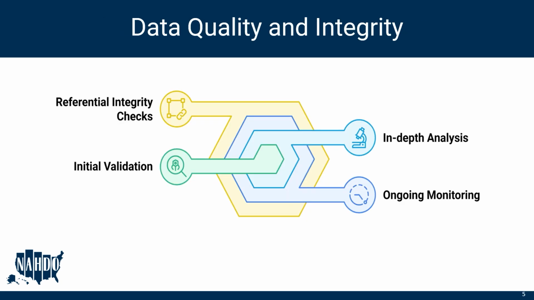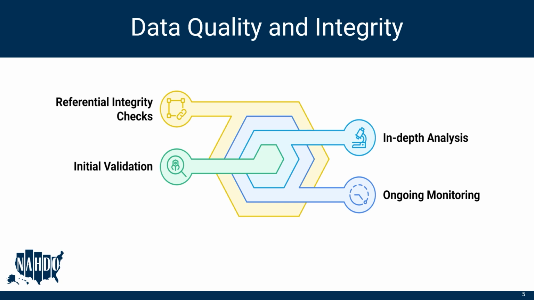State hospital data programs employ a multi-layered approach to data quality and integrity checks. These checks are performed at various stages of the data processing pipeline. Initial validation is performed upon data submission to identify basic errors and inconsistencies. In-depth analysis includes more comprehensive checks conducted after data is loaded into the program's database, and may involve statistical analysis, data visualization, and expert review to identify outliers, anomalies, and potential data quality issues.